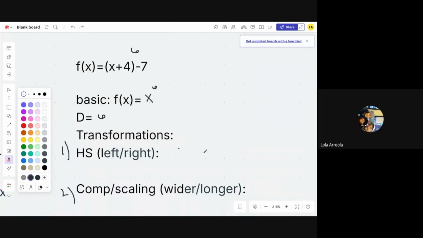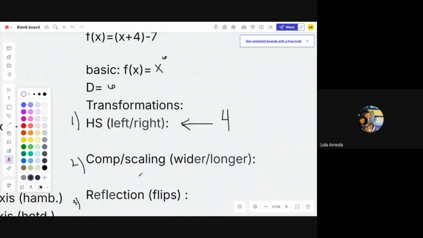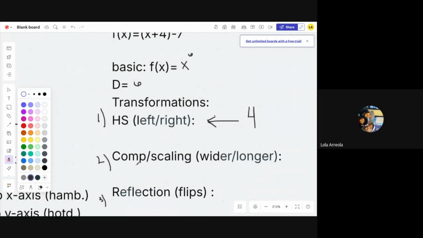And I would put it right here. Let's say I have a horizontal shift. And what it's doing is it's moving my graph to the left 4. It's moving my basic graph, x to the 6th power, to the left 4 units. Now, do I have any compression or scaling going on?